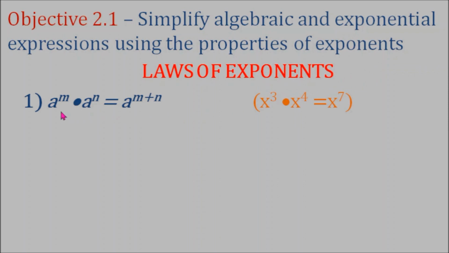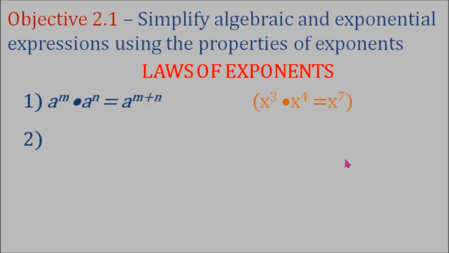Law number 1. This is the product rule. a to the m times a to the n equals a to the power of m plus n, meaning to multiply powers having the same base, we are going to add the exponents. Example number 1: x to the power of 3 times x to the power of 4 equals x to the power of 7.